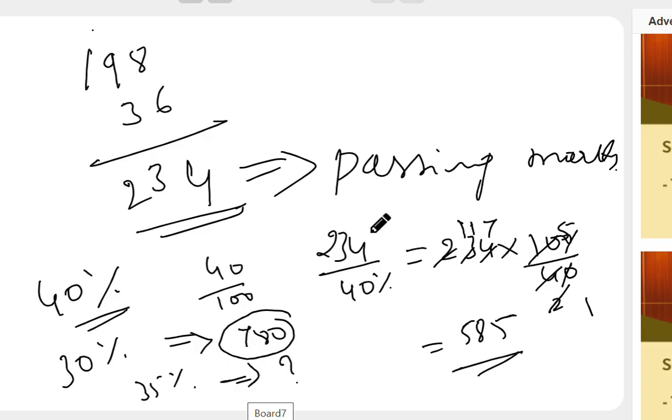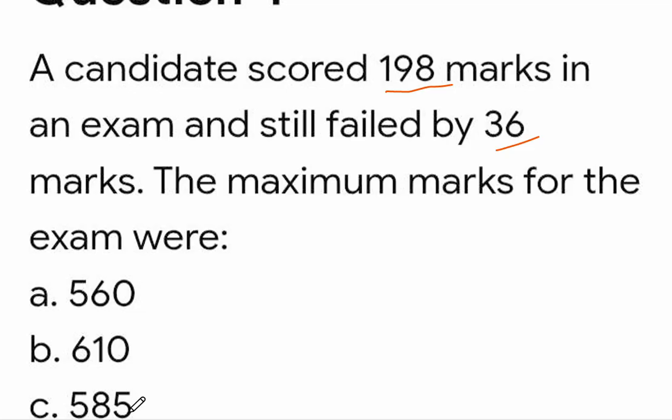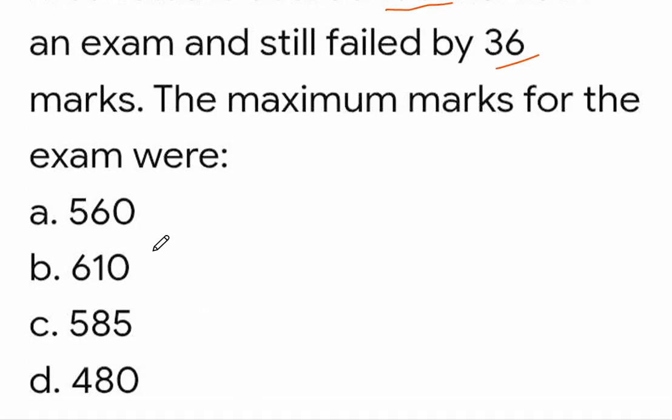Okay, so this can be written like this and calculated. You'll get the total marks, that is, for how many marks the exam was conducted. Here you got 585. You see, 780 is not there, so 585 is there. If you take 45% or 50%, you'll get different numbers, but they are not in the options. Here if I take 40%, you'll get 585. It is in the options. So option C is the correct answer. Okay, 585.